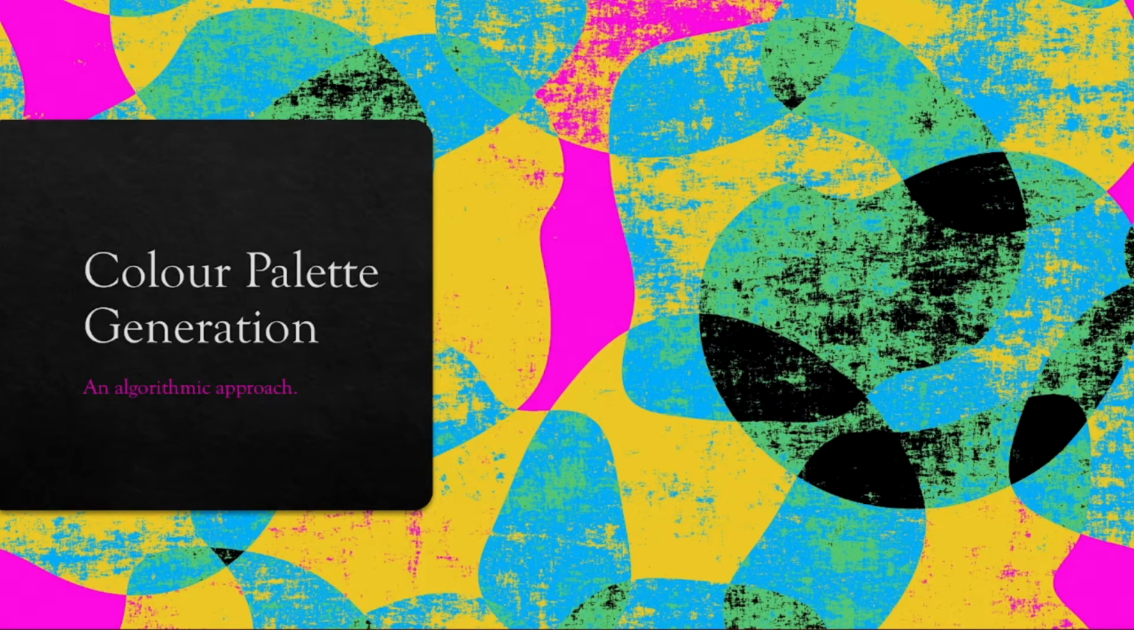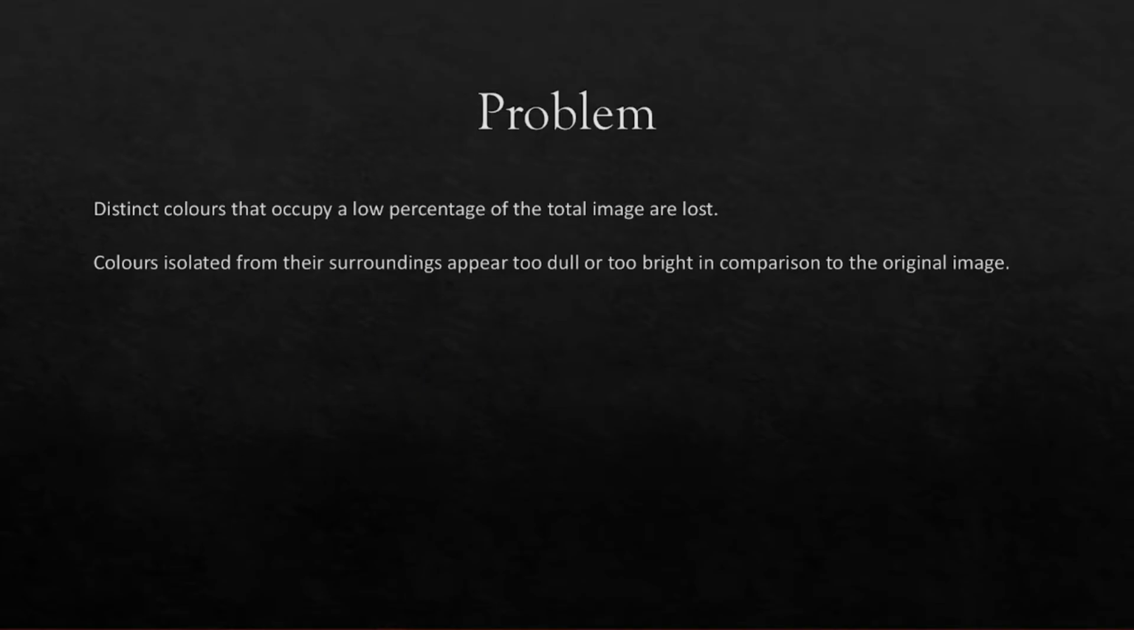In this video, we're going to take a look at the algorithms that we may or may not want to use in generating a color palette. In my previous blog post, we looked at how color palette generation is often lacking and misses some key points. Distinct colors that occupy a low percentage of the total image are lost. Colors isolated from their surroundings appear too dull or too bright in comparison to the original image. Ideally, our generation technique should solve these two issues. Let's take a look at how we might accomplish this.